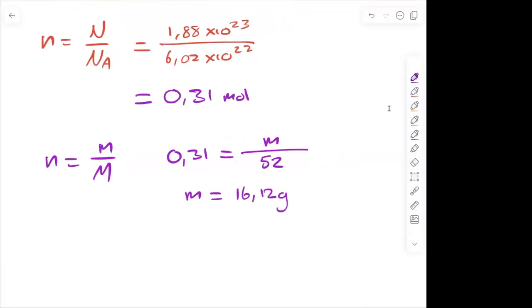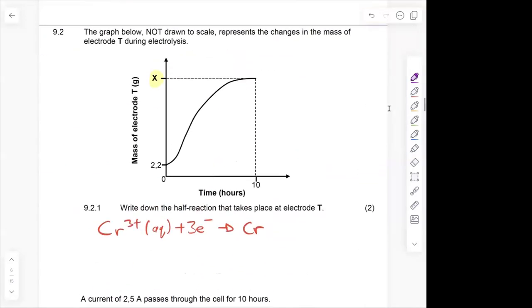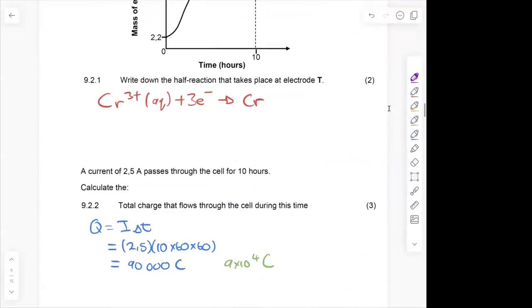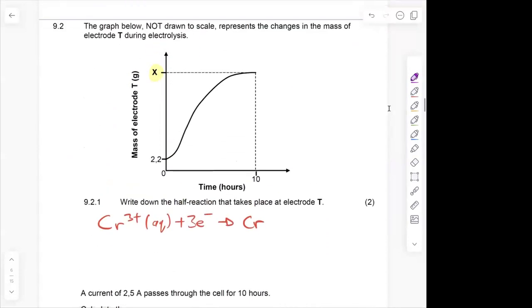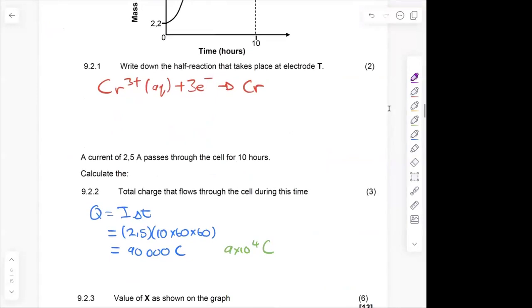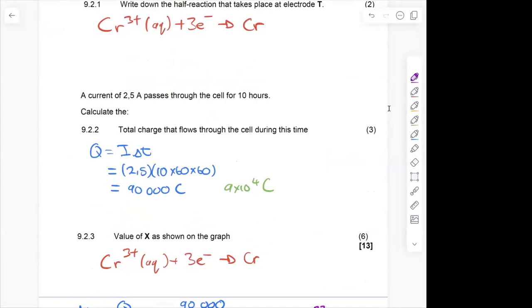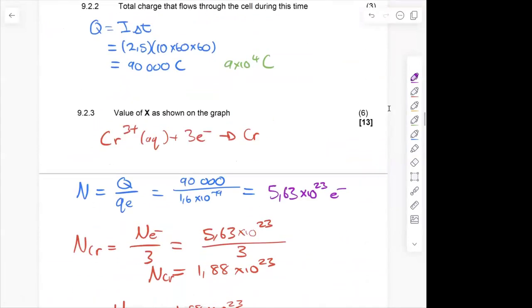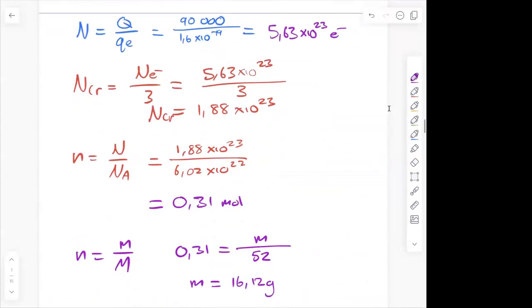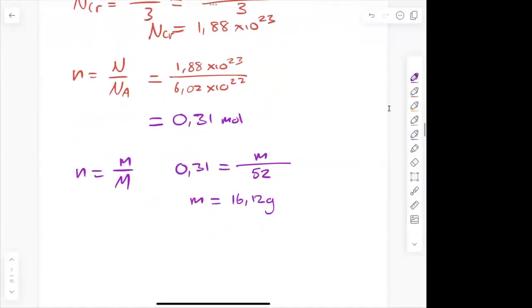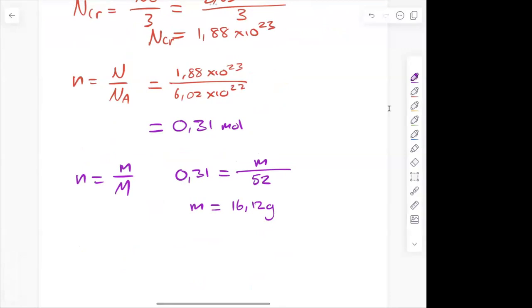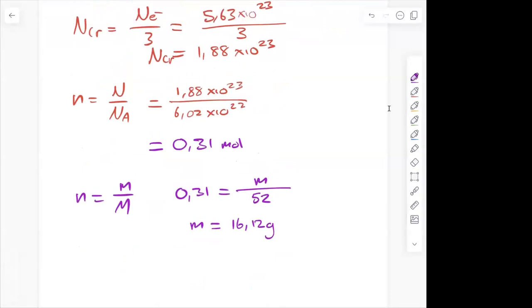But remember one thing that's important. They gave us this table, and they said the mass of the electrode is going to be X. We started with the mass of the electrode being 2.2, and then it worked its way up to X. They told us that in that time we had a current that passes through for 10 hours. Then we worked out the total charge that flows through. That charge helped us work out how many electrons and how much was deposited. So that's what was deposited, and that's the mass that we develop at the electrode at that point. I hope that makes sense.